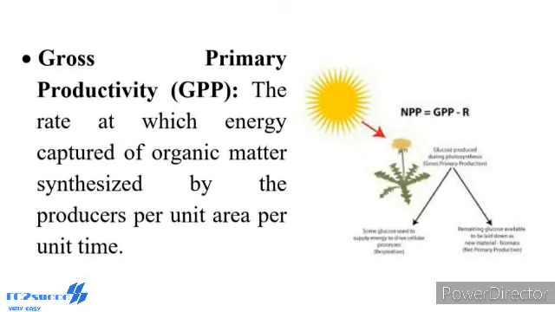Next one, gross primary productivity, that is called GPP. The rate at which energy is captured as organic matter synthesized by the producer per unit area per unit time. Gross primary productivity of an ecosystem is the rate of production of organic matter during photosynthesis. A considerable amount of gross primary production is utilized by plants in respiration. Gross primary productivity minus respiration losses R is the net primary productivity, that is called NPP. So GPP minus R equals NPP.